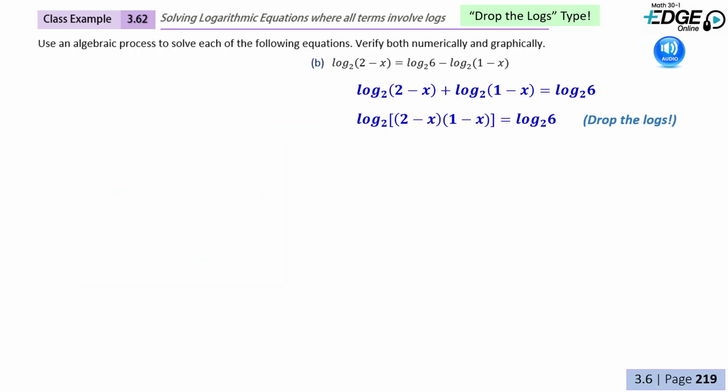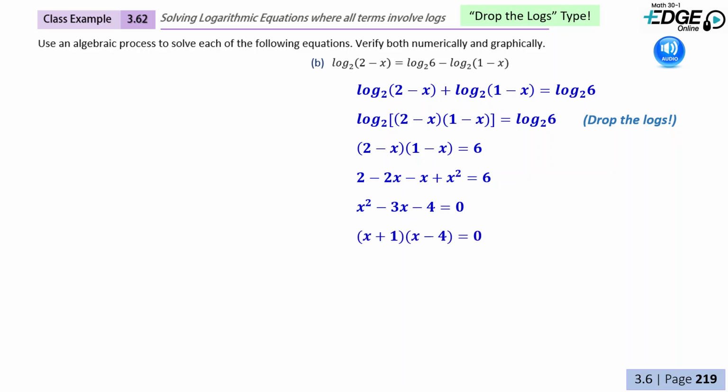Now at this point, we could expand the inside of the logarithm first, or you can do it after we drop the logs, either way. This time we're going to drop the logs first. And then we'll expand and simplify, getting everything equal to 0 on the right side and bringing everything else to the left side. And then we'll factor. So we have one solution of x is equal to -1 and another solution of x is equal to 4.